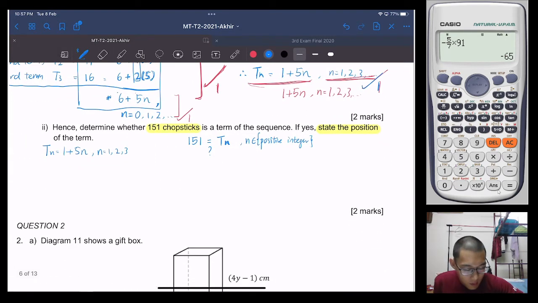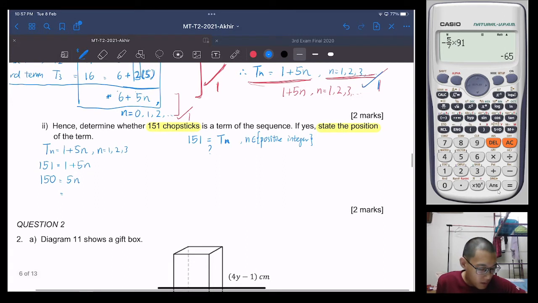So how to solve? We have Tn equal to 1 plus 5n. We substitute 151 for Tn, so 151 equals 1 plus 5n. We see whether n is a positive integer or not. Here we have minus 1, so we have 5n equals 150, and n is 150 divided by 5, so n is 30. Yes, it's a positive integer. So we found that it is the 30th term.